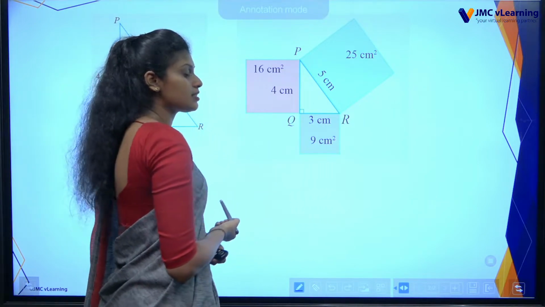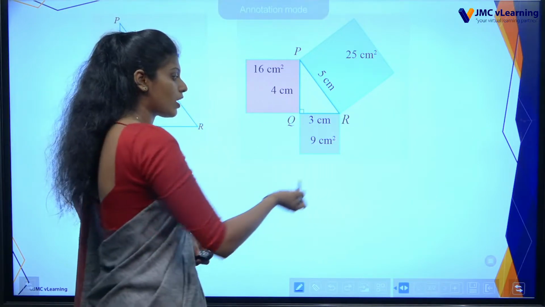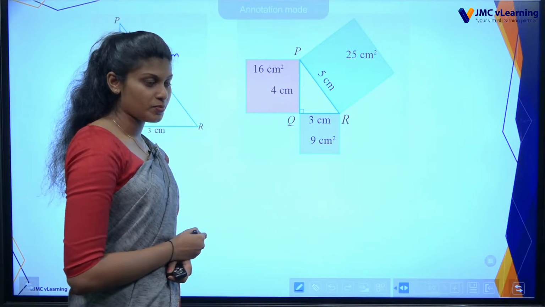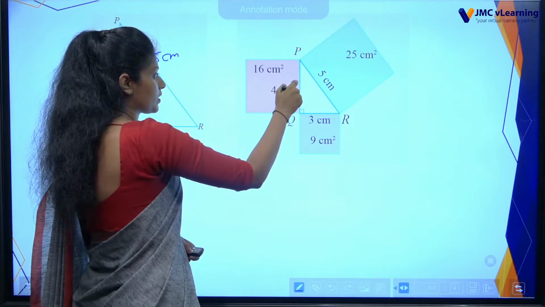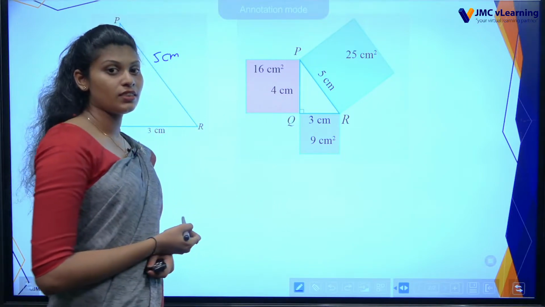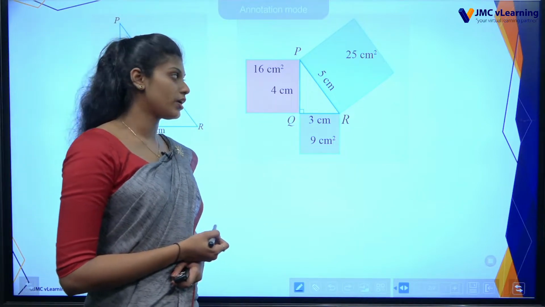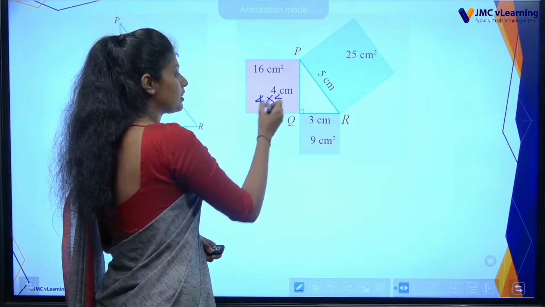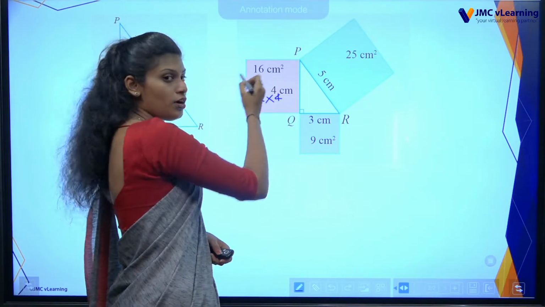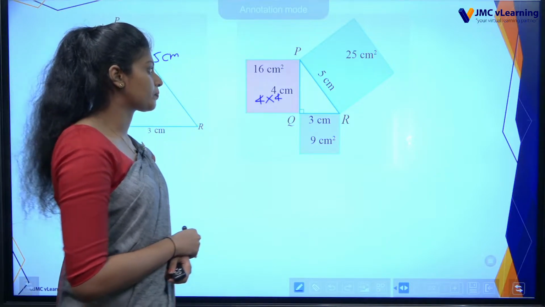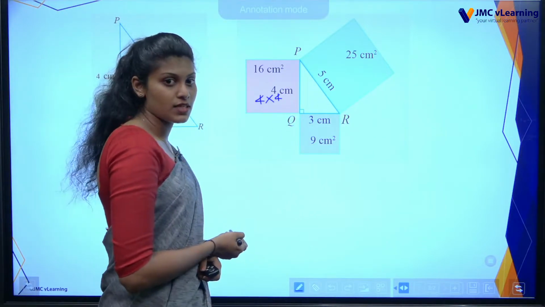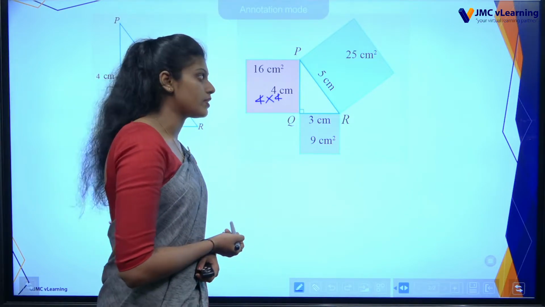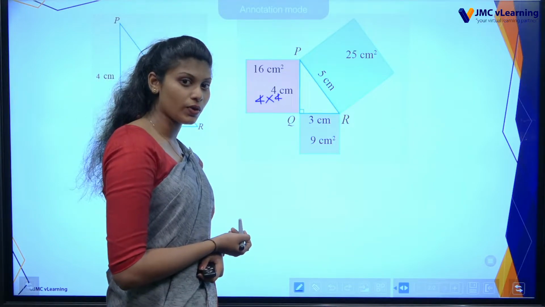When one side length is 3 cm, what is the area of that square? It is 9 cm squared. Then this one, the length of the side is 4 cm, so the area is 4 into 4. How can we find the area of a square? Length into breadth. So 4 into 4, 16 cm squared. Here PR length is 5 cm. So let's find the area of this square. 5 into 5. It is 25 cm squared.